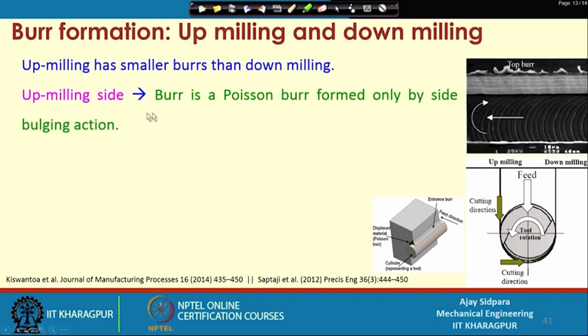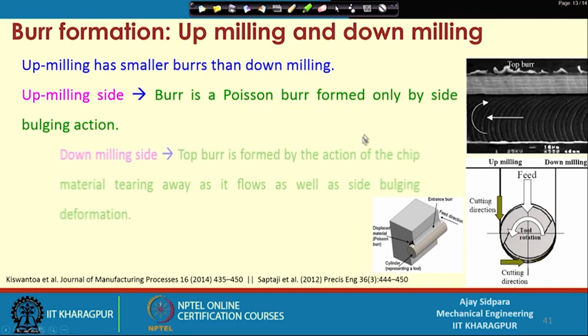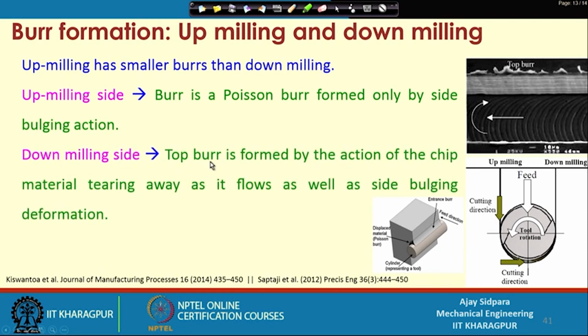On the up milling side, the burr is a poisson burr formed only by side bulging action. We have already seen what the poisson burrs are. And on the down milling side, the top burr is formed by the action of the chip material tearing away as it flows, as well as the side bulging deformation. So, let us see the up milling side first.